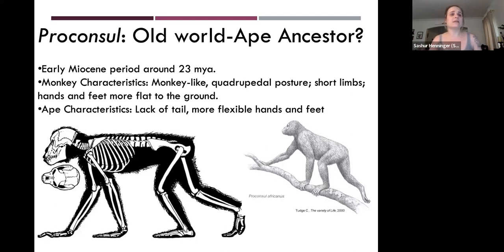I may ask you on an exam, by the way, monkey and ape-like traits of Proconsul. So make sure you note this particular PowerPoint slide.